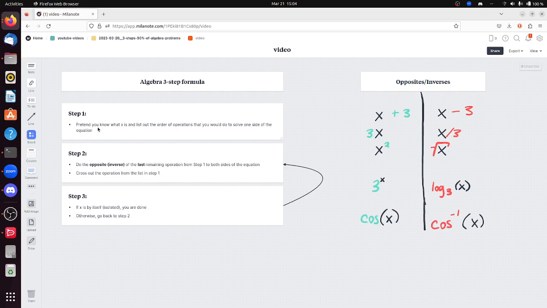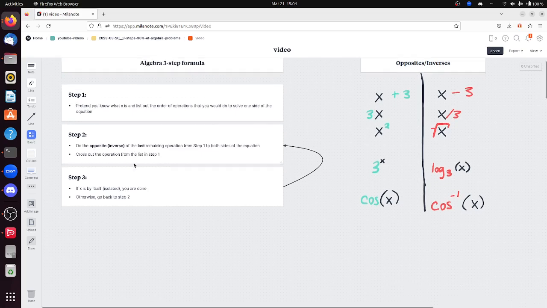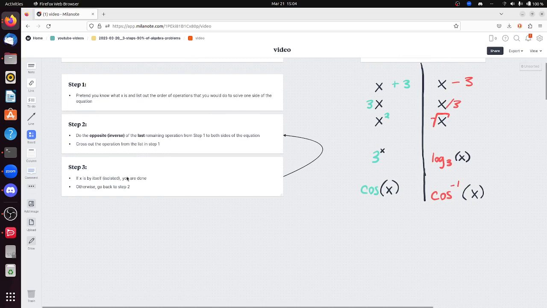The second step is to go through the list that you came up with in step one and to do the opposite of each operation on both sides of the equation, starting from the end of the list and then working backwards to the front of the list. And then step three is that after every operation from step two, you just check if x is by itself. If x is, then you're done. And if not, you have to go back to step two.